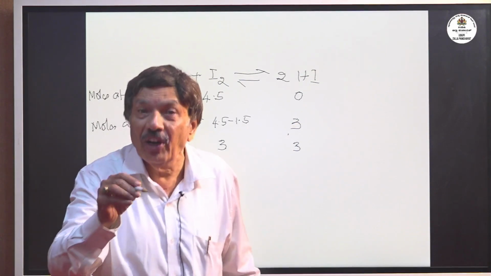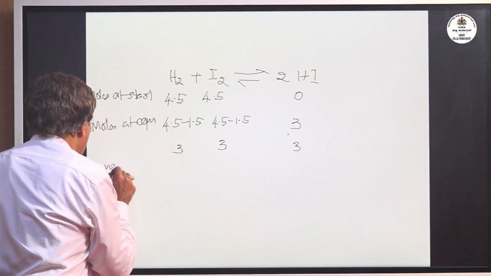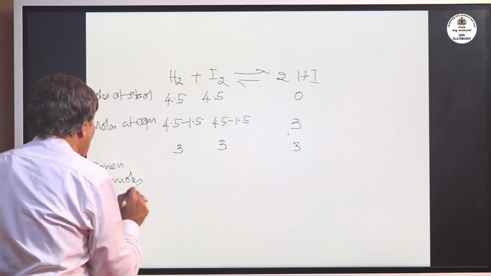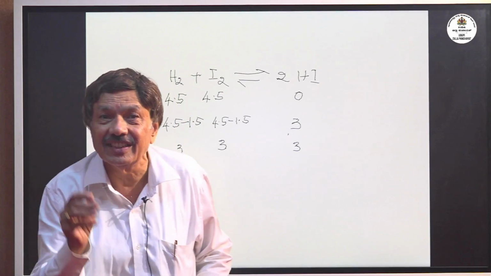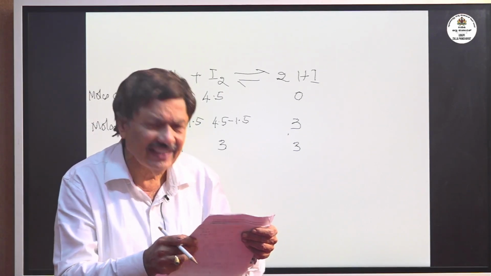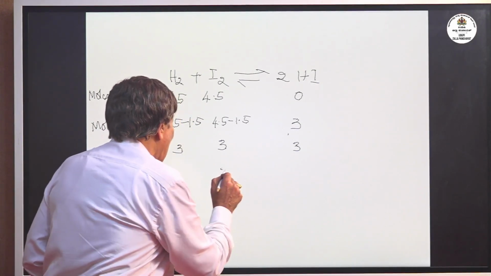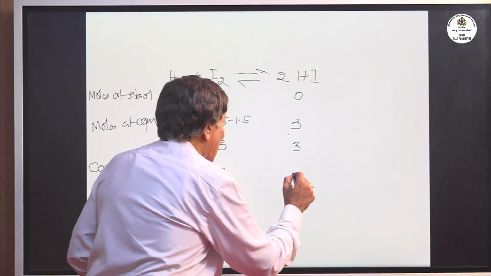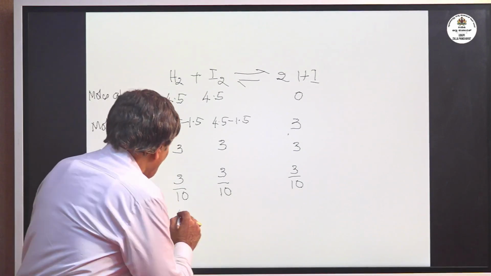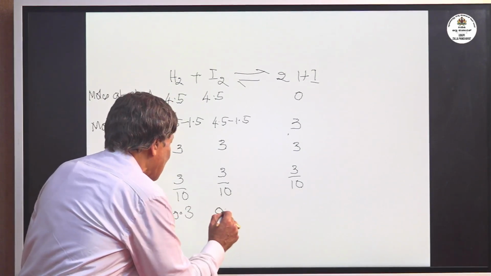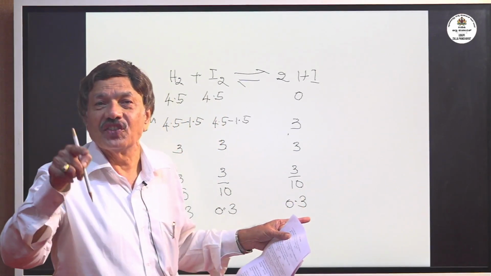Now, from number of moles, we have to change it to concentration. How will you find concentration? Moles divided by volume of the solution in liters, because concentration is moles per liter. They have given it is a 10-liter vessel. So this becomes 3 by 10 mole per liter. Again, this also you have to divide by the same volume of the vessel. Now, this obviously is 0.3, this also 0.3, this also 0.3. These are the concentrations of each species at equilibrium.